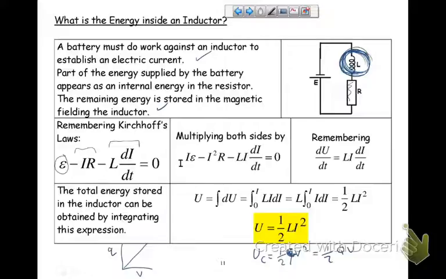We multiply both sides by I. Sorry about that. That's part of that sentence. So we get I times E and I squared R and that. And then if you remember, dU by dt equals L I dI by dt. I don't remember that, but I can believe it. So then the total energy stored is the integral of this, which gets me to that.